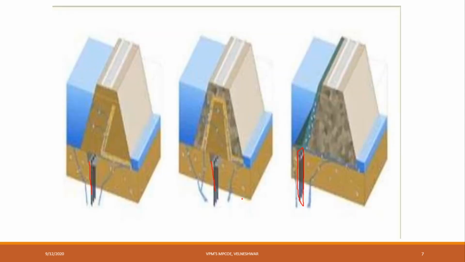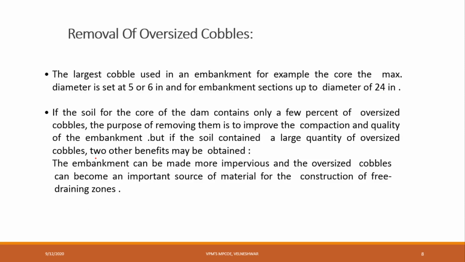These all are cobbles. Whether we can remove them, these all are cobbles we can say. Generally it will have a diameter of 5 or 6. Oversized means, for suppose, if there is extra size like these cobbles and stones, or steel you can say, this type we have to remove. Why? If the soil for the core of the dam contains a few percentage of oversized cobbles, the purpose of removing them is to improve compaction and quality of the embankment.